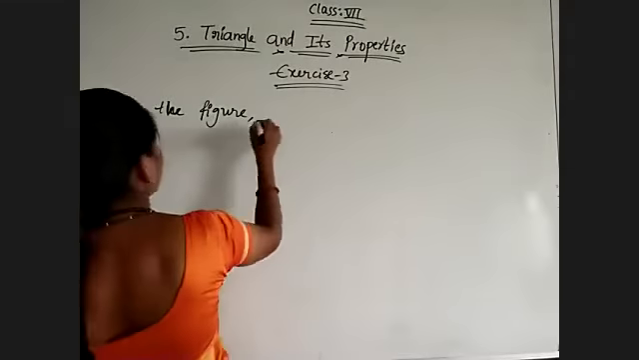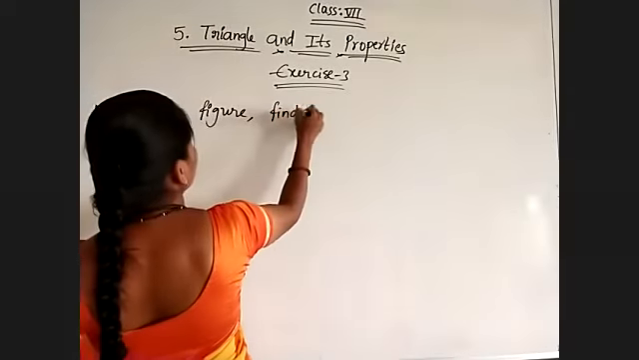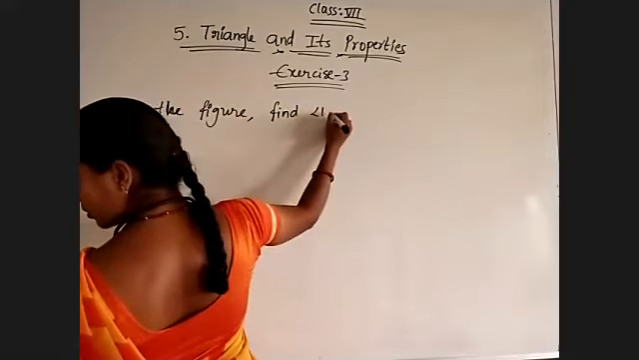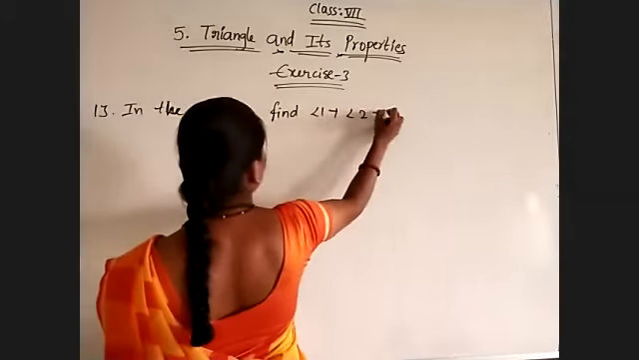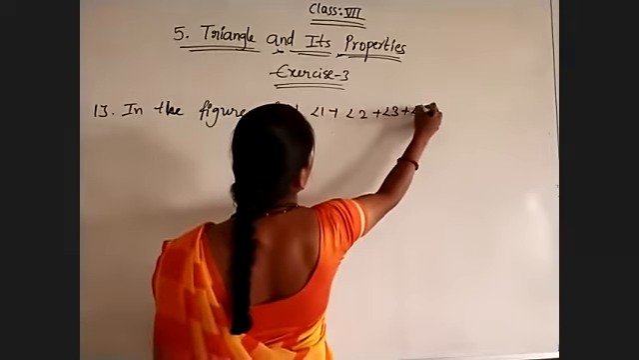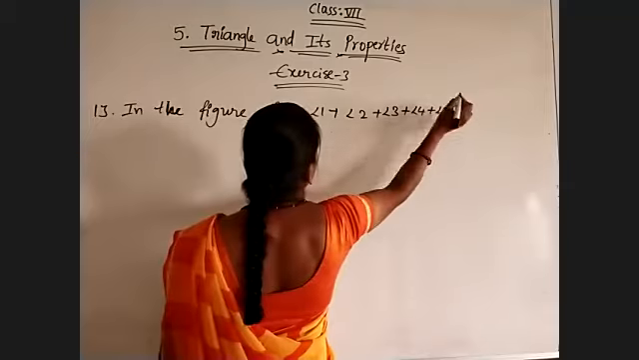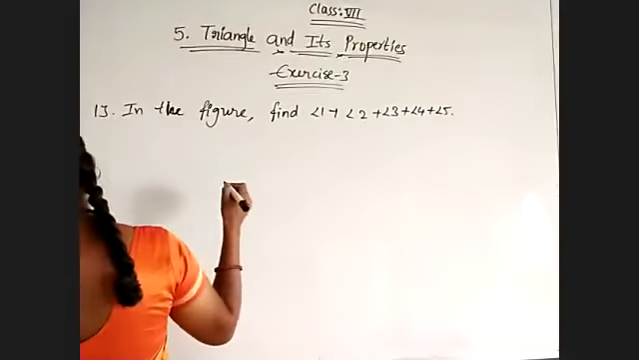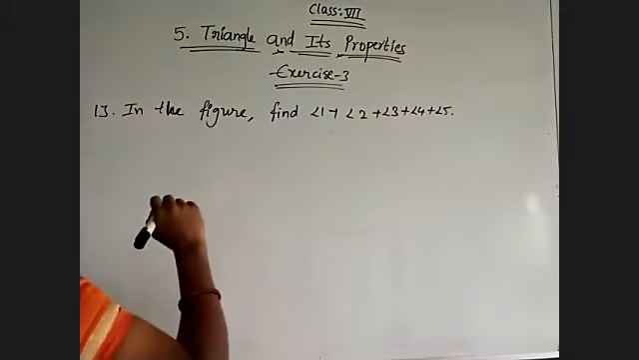Find angle 1 plus angle 2 plus angle 3 plus angle 4 plus angle 5. So here they are given the figure is a pentagon.